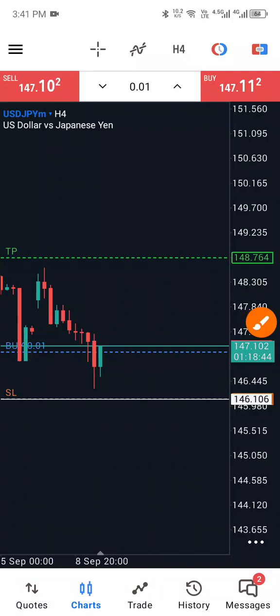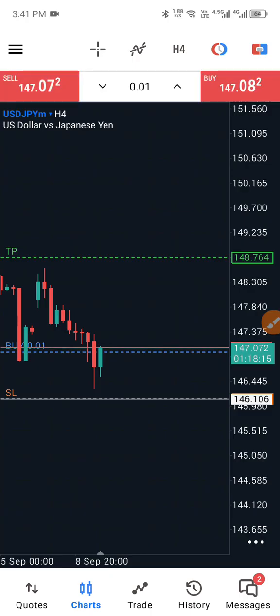Okay friends, in this short video we are going to look at how you can calculate your risk to reward ratio, that's RRR. The risk to reward ratio simply tells you how much you are risking compared to how much you stand to gain in a trade. That means if a trade goes against you, how much are you going to lose, and if the trade goes your way, how much are you going to gain.